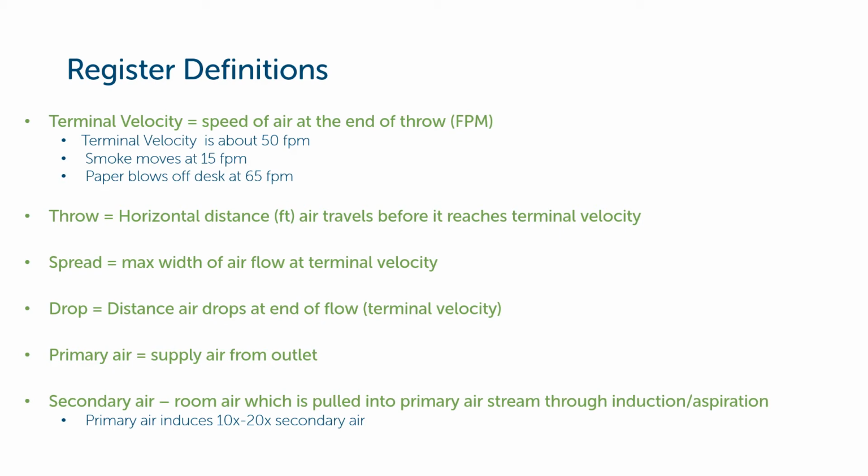And there's this principle of induction and aspiration. The primary air is the supply air that comes out of the outlet. And the secondary air is the room air that gets pulled into the primary airstream through the induction aspiration process. It's important to note that the primary air induces like 10 to 20 times more secondary air. So the secondary air is going to create 10 to 20 times your airstream in the room. And the primary air is just what's coming out of the register.